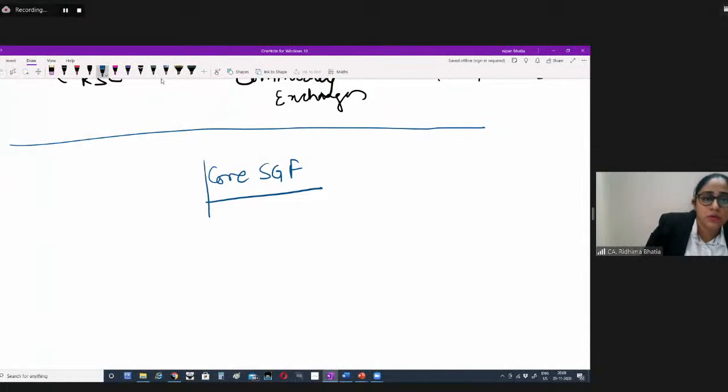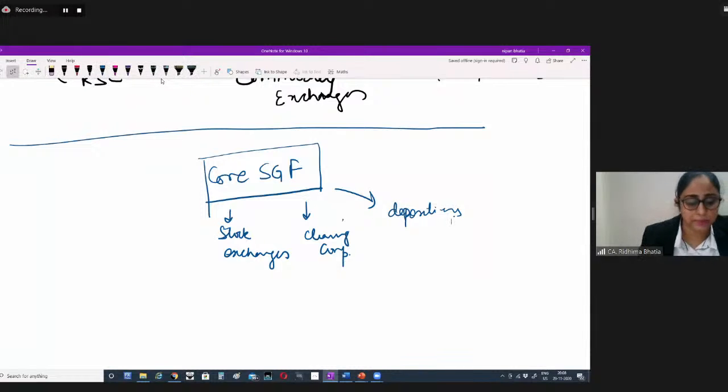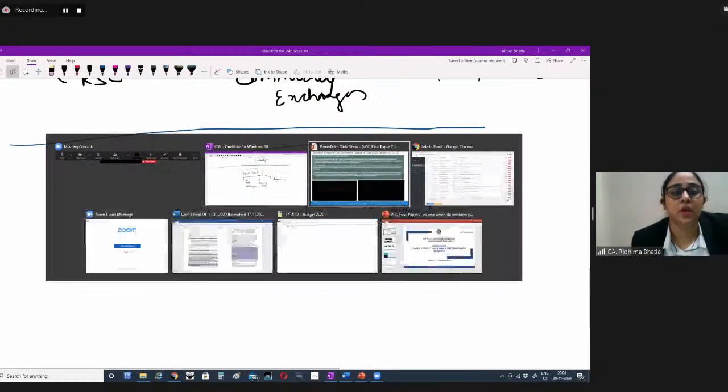Who are the members? Everyone from the stock exchanges. This information you will not get, better you should listen. Clearing corporations and your depositories. All of these are the members of this core SGF, and again they make contribution to such fund. So इस fund का income is exempt under section 10 clause 23EE. Clear? So now if you read the theory, you will connect it in a much better way.